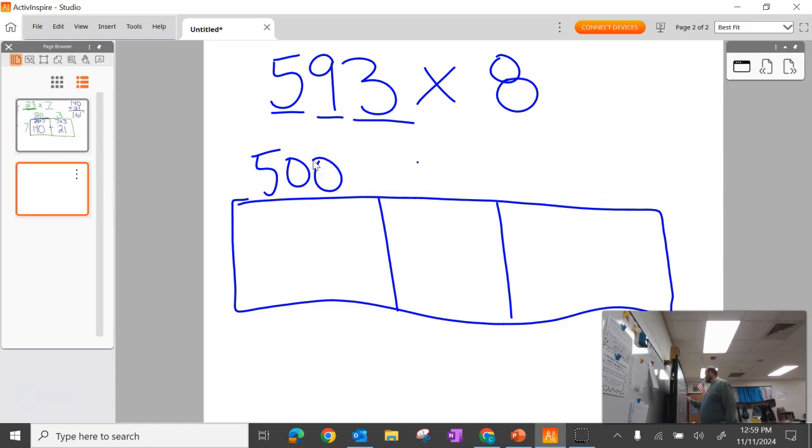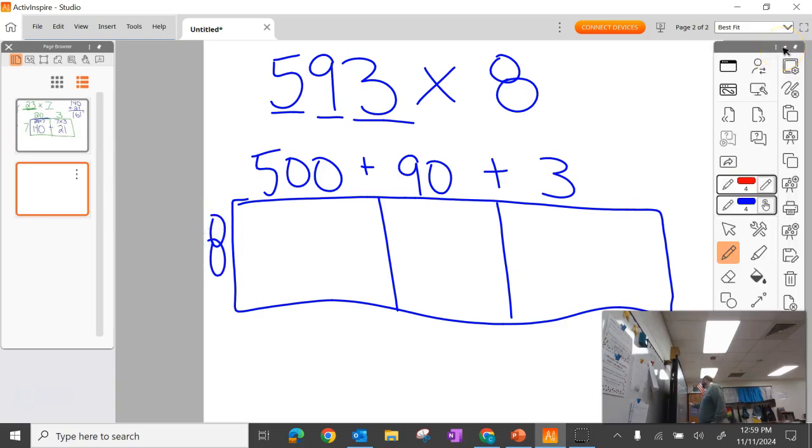Okay, 90, 9 tens, and 3. Remember, this is basically the expanded form of that first factor, and then I put my 8 over here. All right, now that we have that, I'm going to change my color so we can have a little pizzazz in there.